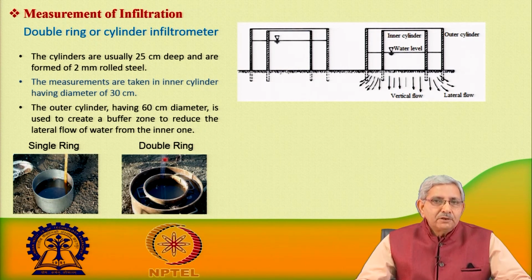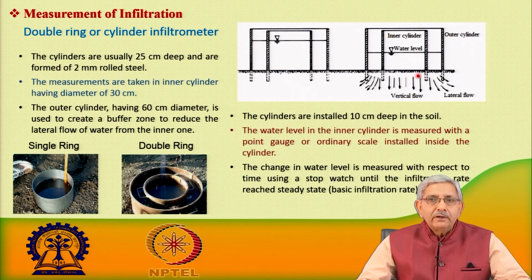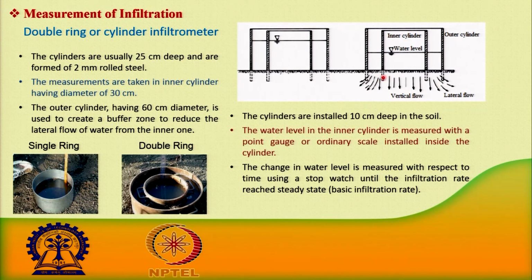the smaller cylinder is kept inside the outer cylinder. So, there are two concentric cylinders. The outer one is 60 centimeter in diameter, the inner cylinder is 30 centimeter in diameter, and water is poured from the top. The water depth in the outer cylinder maintains a buffer zone. So, water enters vertically downward. This is the type of flow which we are observing here, whereas in the other case it is moving in the lateral direction.